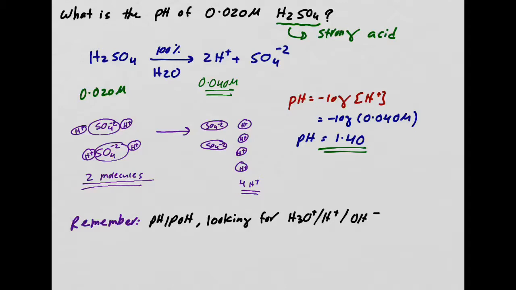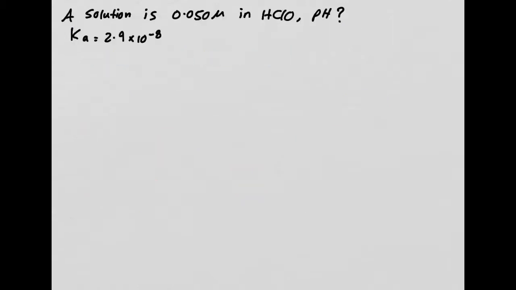Yeah? Okay. Ready to do the next problem? Let's get a little harder. It's good. A solution is 0.050 molar in HClO. What is the pH? Well, everything I've given you so far has been strong acid and strong base. Now what am I giving you? I'm giving you weak acid.